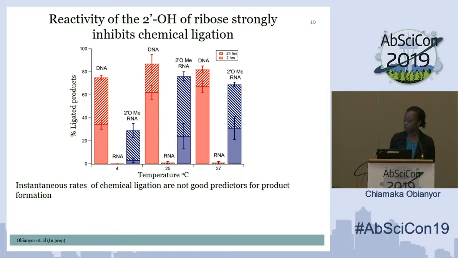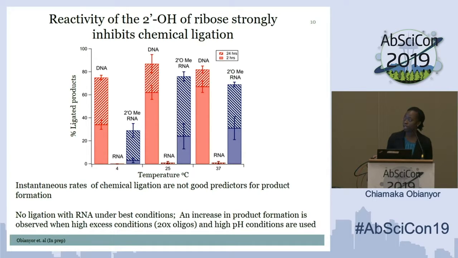We also saw that, again, even after 24 hours at 4 degrees Celsius, you don't get any products formed for the 2' O-methyl. But even under our best conditions, so 25 degrees after 24 hours, you barely see any RNA ligation going on. Now, we're not saying that you can't get some products formed if you increase the amount of excess oligonucleotides that you have. So in this experiment, we had only 1.5 excess of oligos to the template, but if you increase it to, say, 20 times, if you saturate the amount of oligos that are present, then you can see some ligation happening.